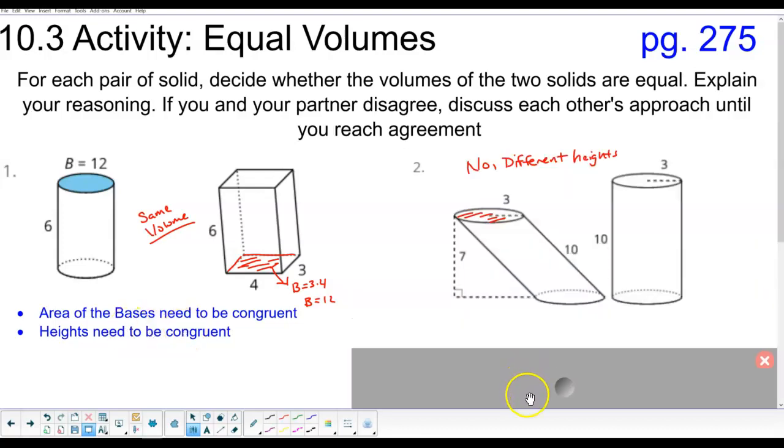So let's look at number 2. Notice right away we have different heights. The height of the right cylinder is 10. The height of the oblique cylinder is 7. So right away, even though they have the same area of the base and the cross-sectional area is the same all the way through, they have different heights, so therefore the solids would not have the same volume. Now be careful, this 10 is not the height on the oblique solid. That's just the distance between the bases. The height is always indicated by a perpendicular.